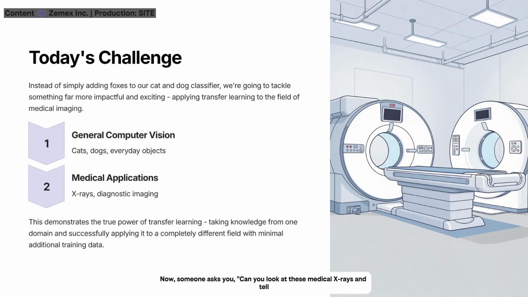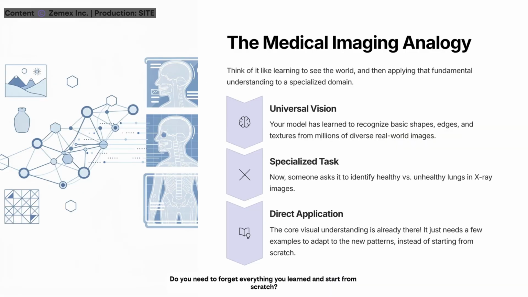Now someone asks you, can you look at these medical X-rays and tell me which ones show healthy lungs and which ones don't? Do you need to forget everything you learned and start from scratch? Of course not. You already know about shapes, edges, textures, and patterns. You just need a few examples of what healthy versus unhealthy lungs look like. This is transfer learning. And today we're going to see it in action with actual medical images.